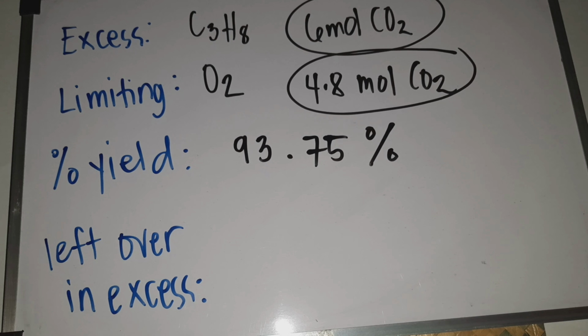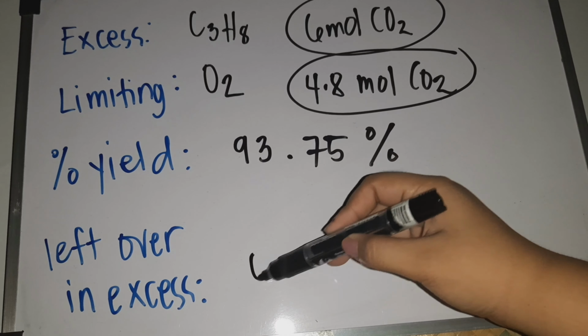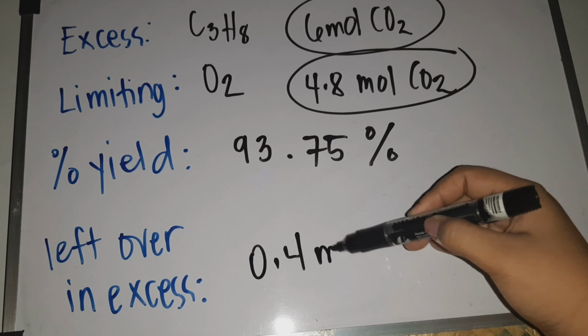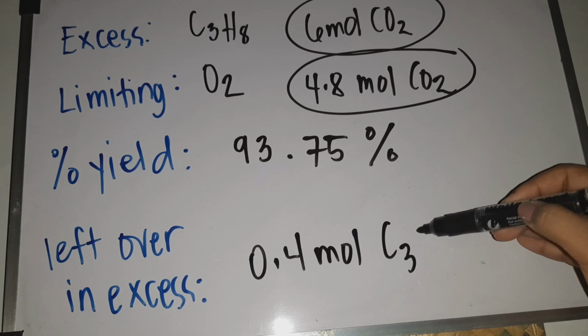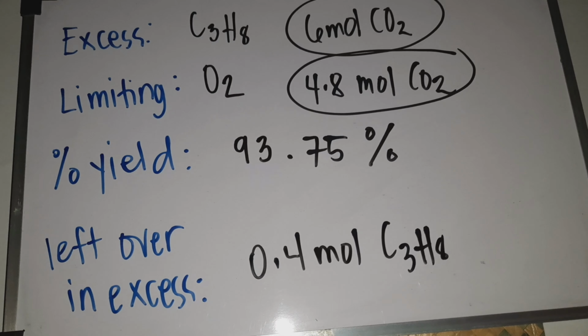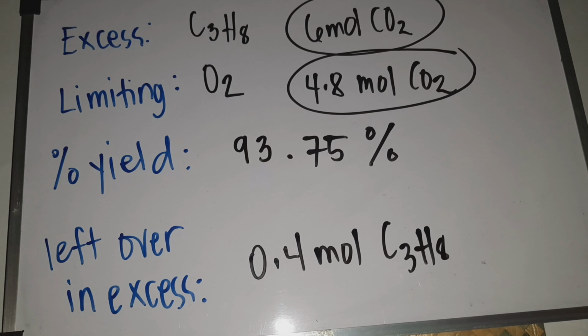Okay, and then the last question is we are tasked to find the leftover in excess, or once the excess reagent is used, what will be the total amount that is left over, and that is 0.4 mole of C3H8. Because it is excess, some is not used, so there is leftover.